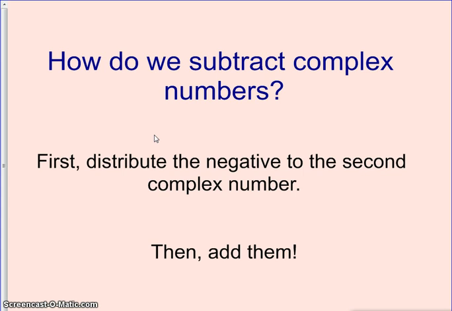Alright, so let's move on to subtraction. How do we subtract complex numbers? Before we can do anything, we actually have to change the subtraction to an addition problem. So what we will do is distribute the negative to the second complex number and then add them like we have just learned how to do.